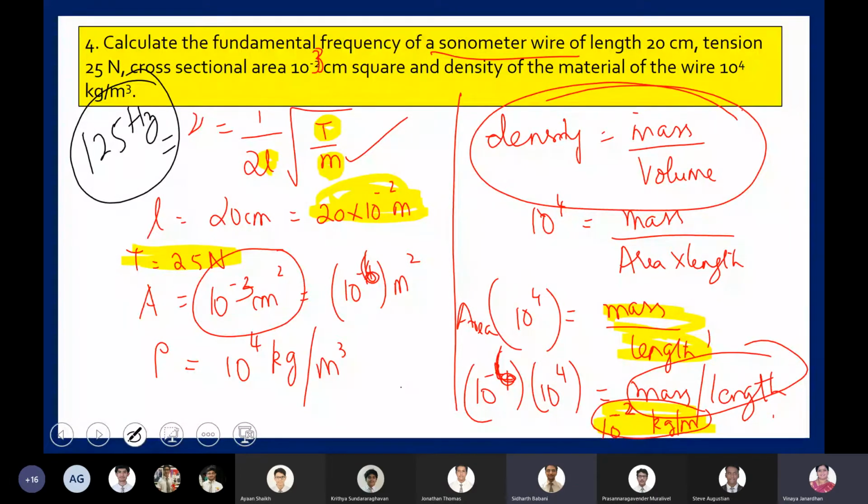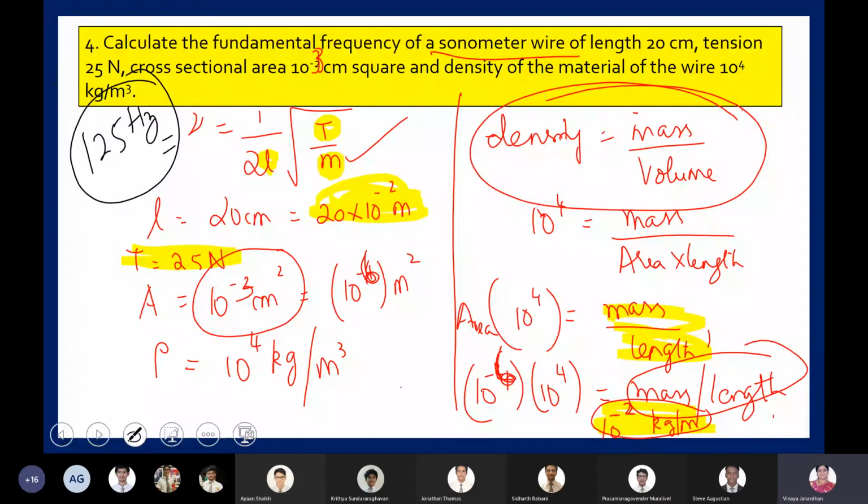Calculate the fundamental frequency of a sonometer wire of length 20 centimeter, tension 25 Newton, cross-sectional area 10 to the power of minus 3 centimeters square, and density of the material is 10 to the power of 4 kilogram per meter cube. Sonometer wire means the experiment where a string is attached, one end of the string is fixed, the other end is under tension. You are attaching it to a weight. So such a stretched string is capable of vibration. And this entire setup, we call it as sonometer.